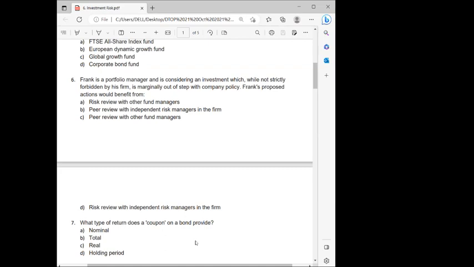Peer review with other fund managers. You are looking at other institutions with other fund managers. Risk review with independent risk managers in the firm. So you can see A, B, and D, all 3 options, you are looking at internal, right? Because somewhat connected to the firm. Even the second one, independent risk managers in the firm. So therefore, to get a better independent view of the matters, the ideal would be to get a peer review with other fund managers outside, right? So therefore, the correct answer is C. Let's go to question number 7.